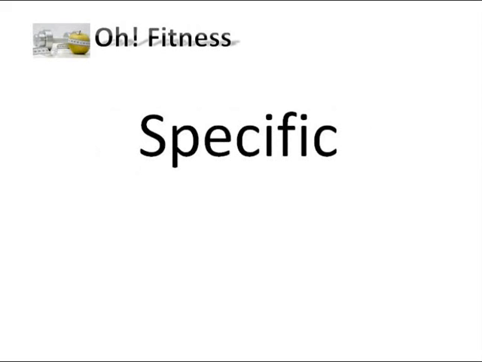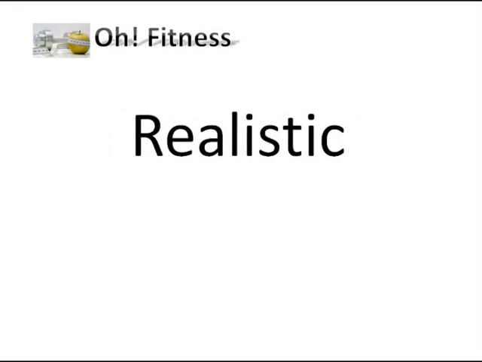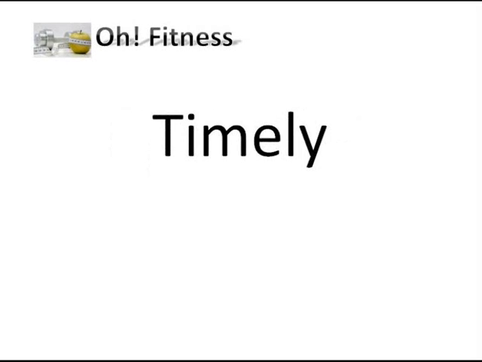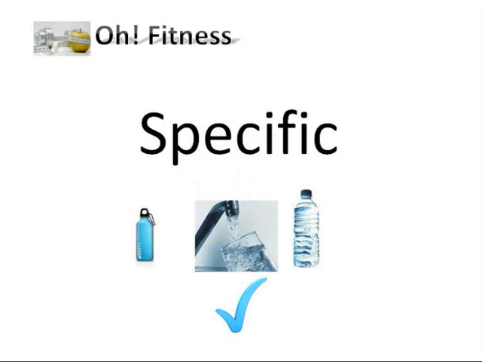SMART goals are specific, measurable, attainable, realistic, and timed. A good example of a common goal that's not SMART is drink more water. Remember, SMART goals must be specific. In this case, water is a specific type of fluid. So yes, it passes the specific requirement.